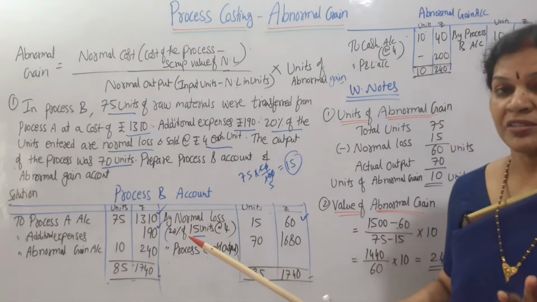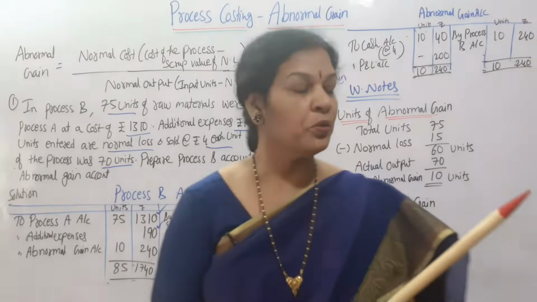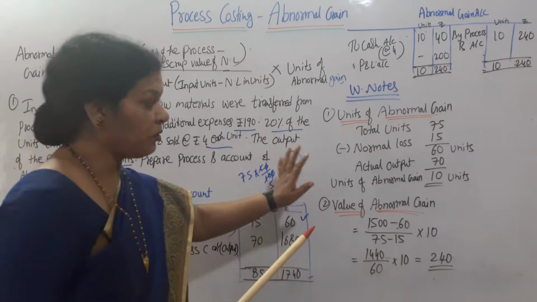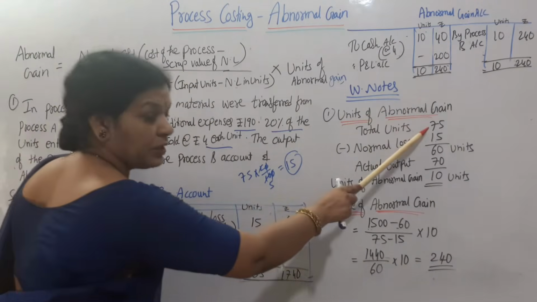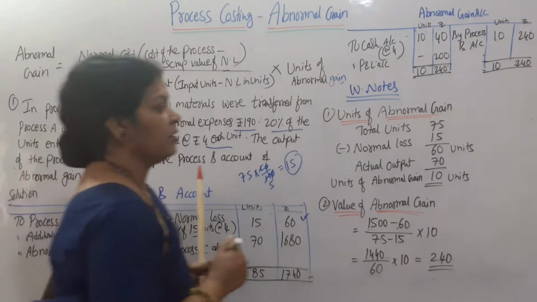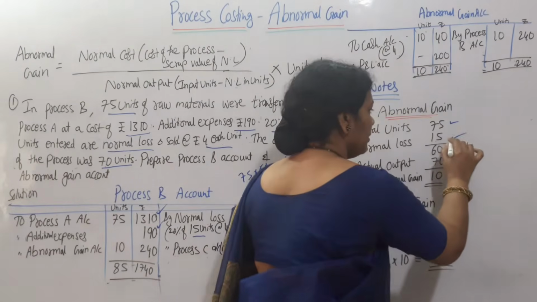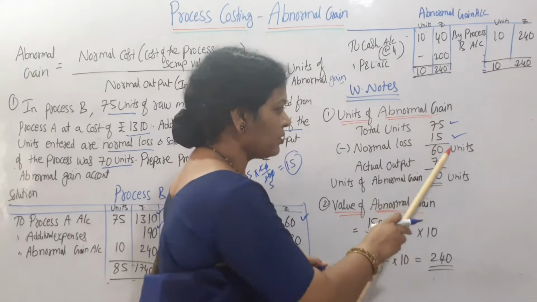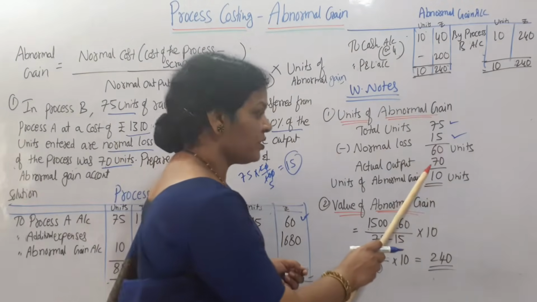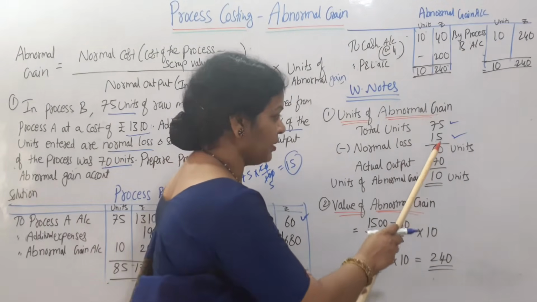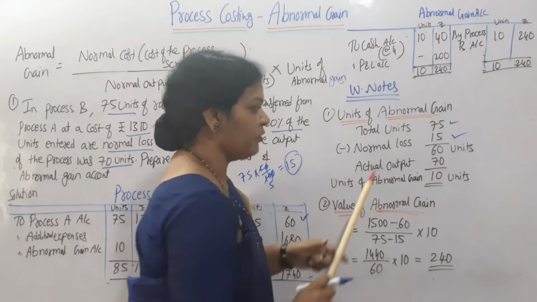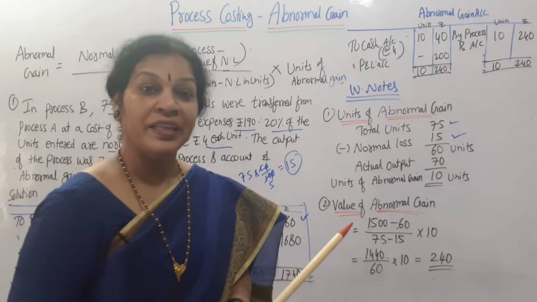Abnormal loss or abnormal gain, that we have to calculate. For calculation of that, go to the working notes. Units of abnormal gain, how do you know? Total units are 75 units. There is a normal loss of 15 units. So minus normal loss, 75 total, normal loss of 15. If you deduct normal loss, total units are 60. But output is mentioned as 70 units. So actual output is 70. The difference means it must be 60, but it is more than that. It means the difference is abnormal gain.